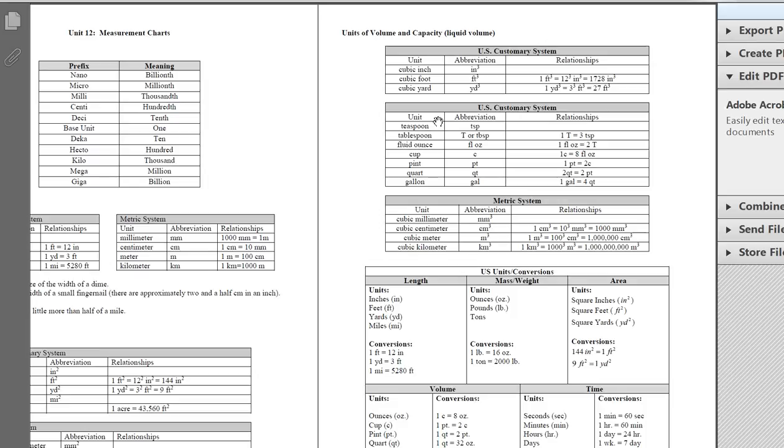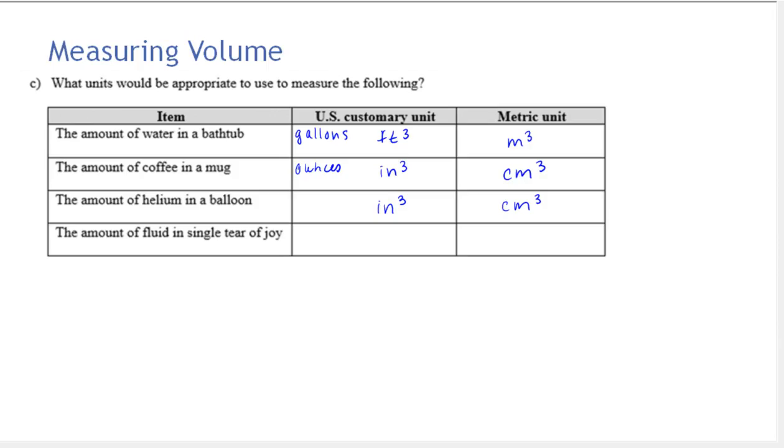Otherwise, we could also use cubic inches, and I think the closest one would probably be a cubic millimeter. So this, we may want to go metric to measure this single tear of joy. So what do we say? We could look at a teaspoon, but it would probably be less than 1, but we could still measure it that way. Or we could go inches cubed, because that's our smallest unit we have for length in terms of our system, and then metric would be the way to go with cubic millimeters.